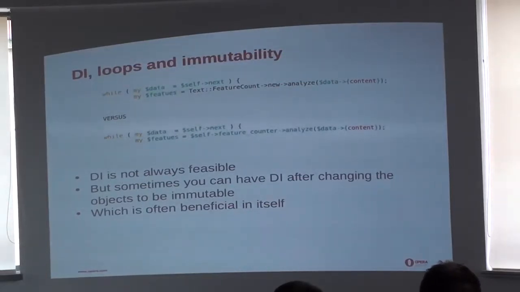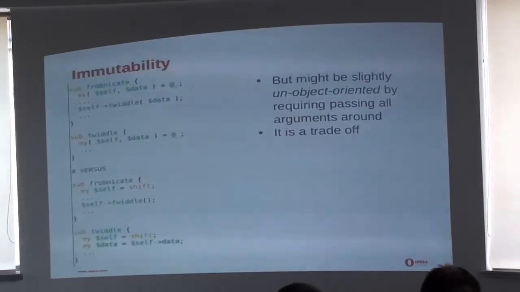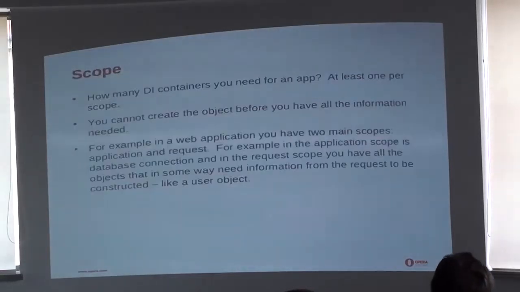If you have objects in your business logic that change when you do stuff, then often you cannot move this object creation outside. But if this object doesn't change, then it can be an attribute and you can create it outside. And immutability is often beneficial also for other things. Okay, so it's always a trade-off. But let's not go into these details because we don't have much time.